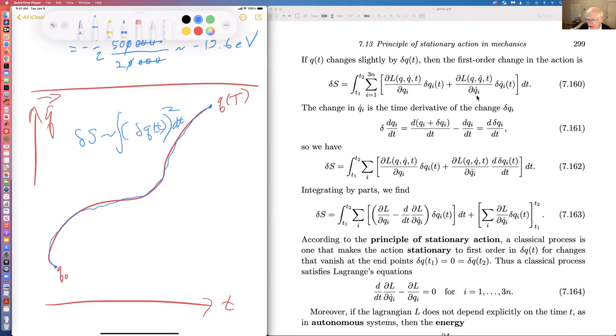Now, the change in Q_i dot can be confusing, and so let's just see what it is. The change in Q_i dot is the changed time derivative, which is the time derivative of Q plus delta Q minus the ordinary Q_i dot. And this term cancels that term. And so what you're left with is d/dt of the change in Q_i. So this dot can go to the other side. And so what we have then is this expression and that.